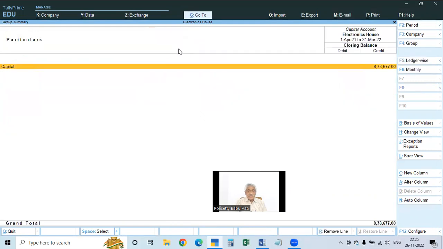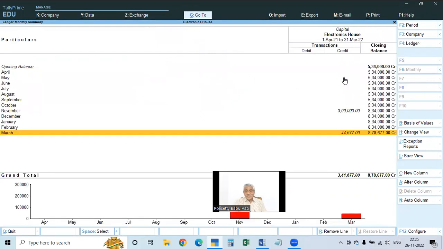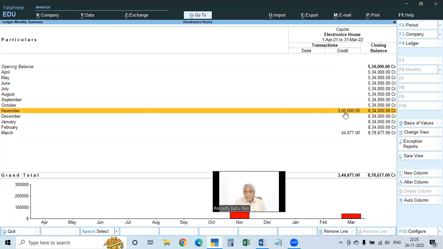If you click that, see here, this is the opening balance, the monthly report you will get. In the month of November, they introduced 3 lakhs again, and at the end of March, we credited the profit, all are credit only. Suppose if it is a loss in the month of March, that will show on the debit side and the balance will reduce. If it is on the debit side, the balance will go down. If it is on the credit side, meaning profit, the balance is going up.